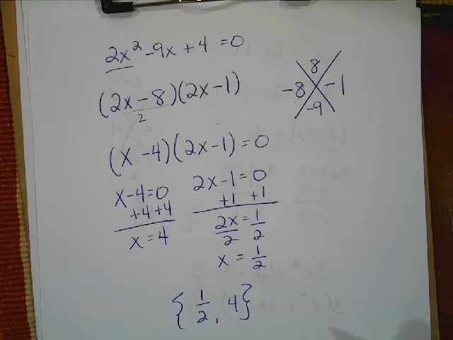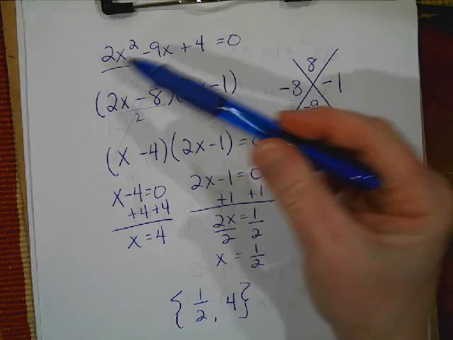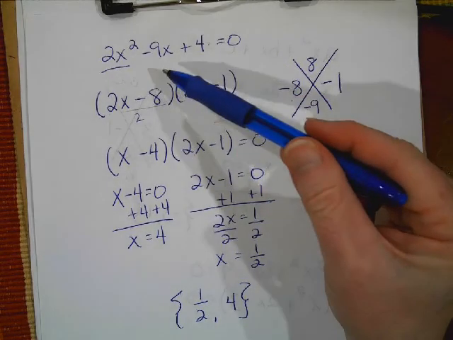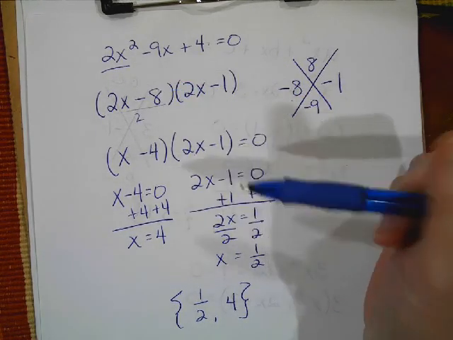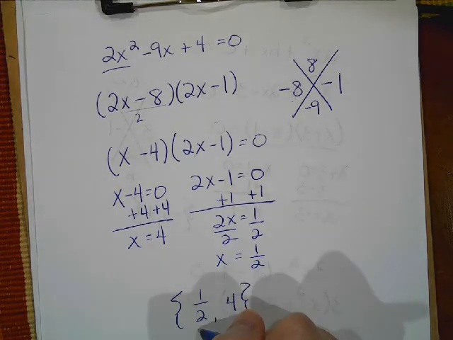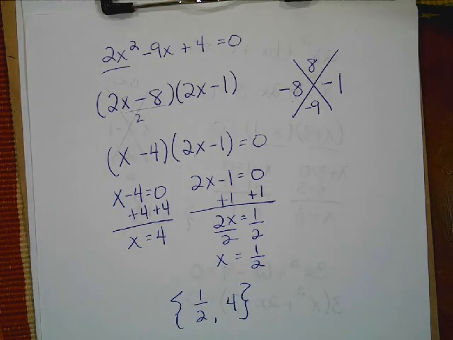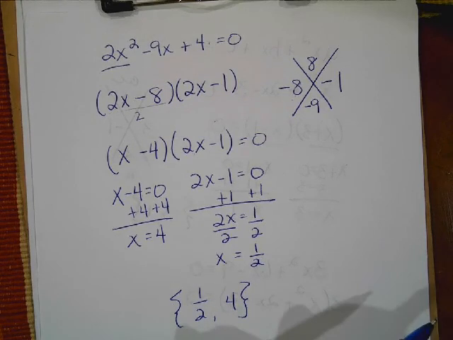Now, I could check myself in Desmos. I could graph this in Desmos and see where it crosses the x-axis, and it should give me 2 points, one at positive 1/2 and one at 4, and then I know I've done it correctly.